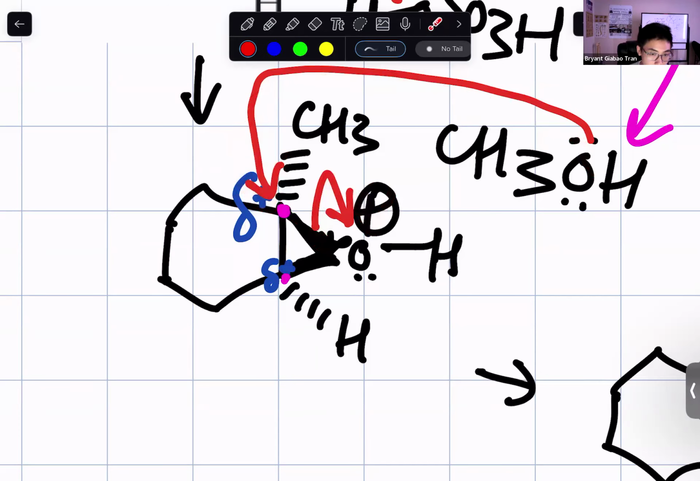And because it's an SN2-like mechanism, we're doing a backside attack, which is going to invert that wedge into a dash. We're going to invert the bond that we're breaking off here, which is this wedge, into a dash. Does that make sense? Yes, it does.